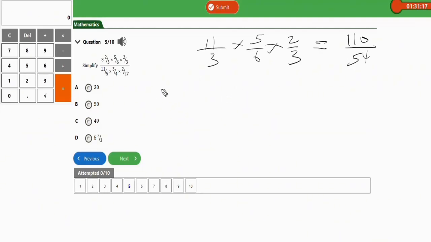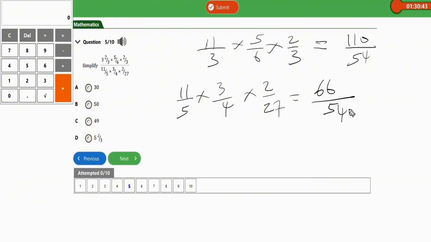Let's break down the denominator. So we have 11 over 5 times 3 over 4 times 2 over 27. So let's multiply everything together. 11 times 3 will give us 33. 33 times 2 will give us 66. We have 66 over, let's check the denominator. We have 5 times 4 gives us 20. All right, so 20 times 27 will give you 540. Okay, 540.